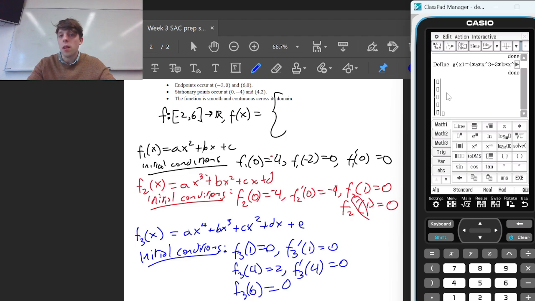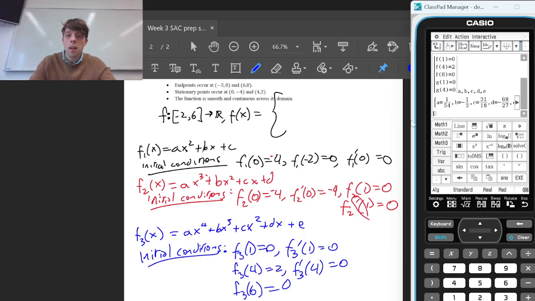I've got the 5 initial conditions, so I'm going to create 5 rows here, and let's just write them out. We know that the function at the point x equals 1 is equal to 0. The function at x equals 4 is equal to 2. The function at x equals 6 is equal to 0. And then the derivative function, g, is equal to 0 when x equals 1, and the derivative function is equal to 0 when x equals 4. Solve A, B, C, D, and E, hit enter, and it tells us this is our answer.